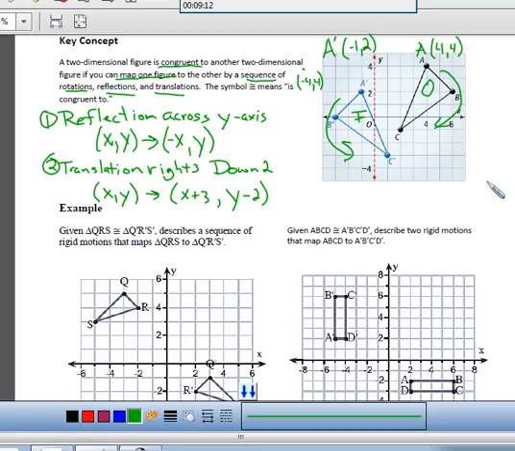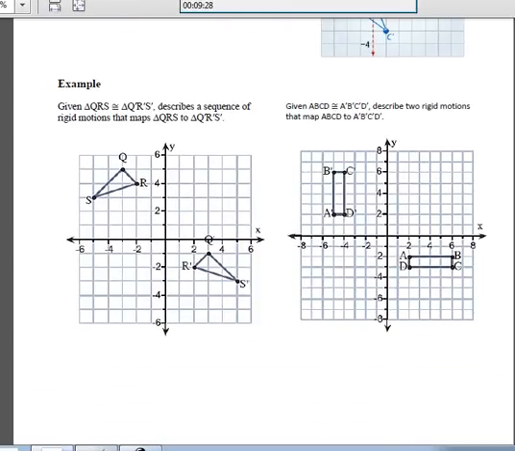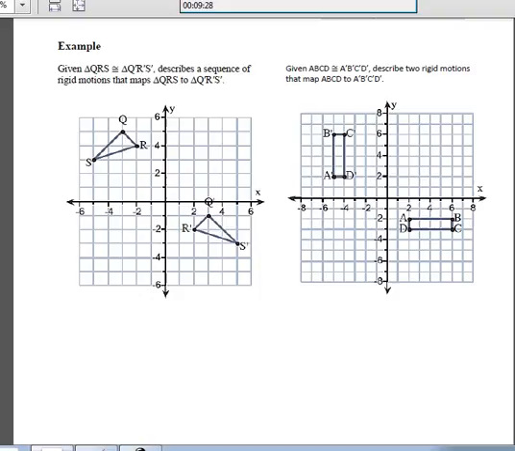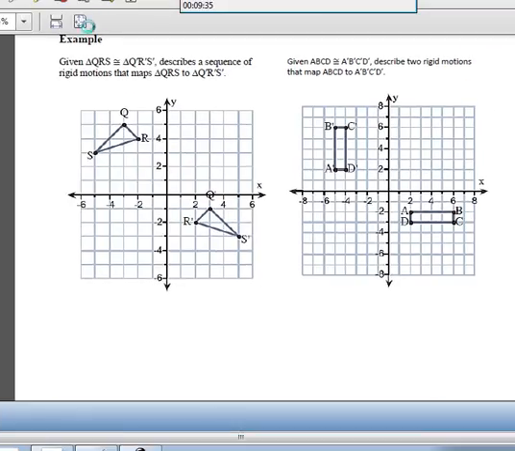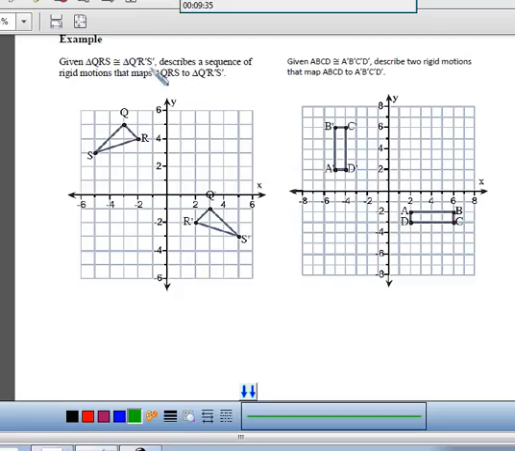Okay, let's put this all together in the examples below. Okay, given. So given means they're telling you this is true. Triangle QRS is congruent to triangle Q prime, R prime, S prime. So here's my original. Actually, let me use a different color to make it easy to see. Blue works. Here's my original. Describe a sequence of rigid motions that maps QRS to Q prime, R prime, S prime.